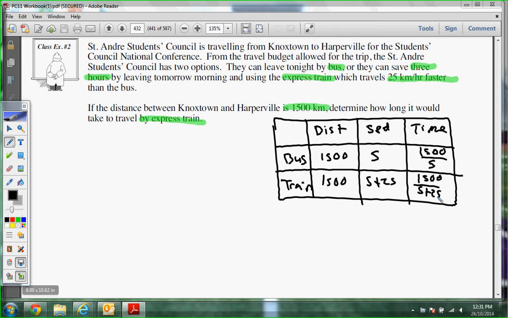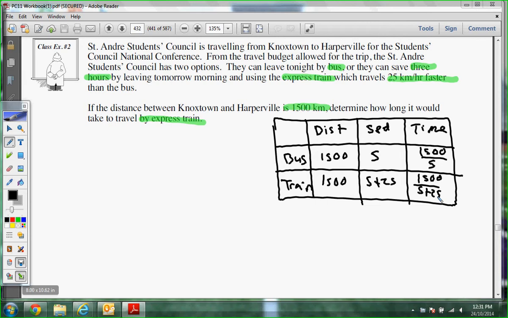Because right here it tells you, it's because it goes 25 kilometers an hour faster, so it gets there 3 hours earlier. So the speed that's gained is 25 kilometers an hour. If you're going that much faster, you save 3 hours. That's what we're about ready to do right now.